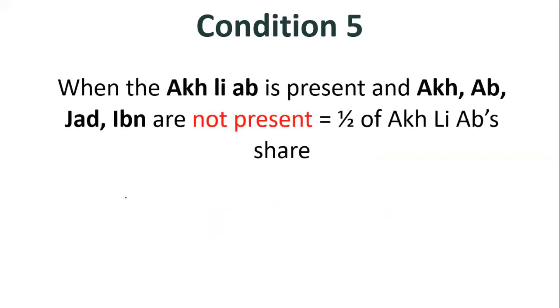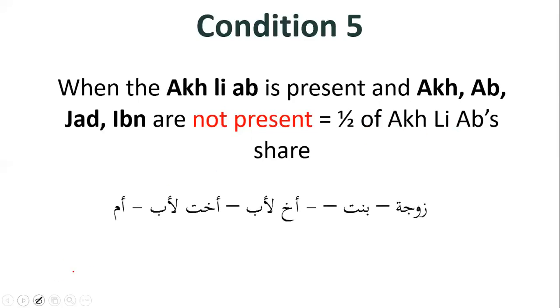Condition number 5. Condition number 5 reads, when the akh li ab is present and the akh, abjad ibn are not present, then the ukht will receive half of akh li abin's share. So over here, let's do the zawja will receive 1/8, bint 1/2, 1/6.